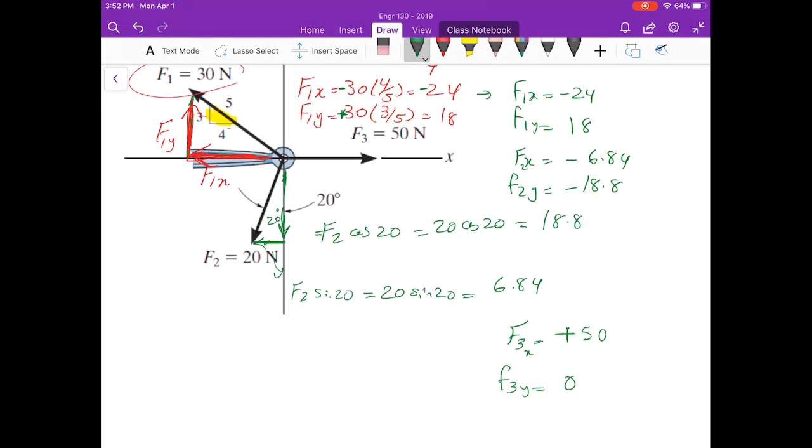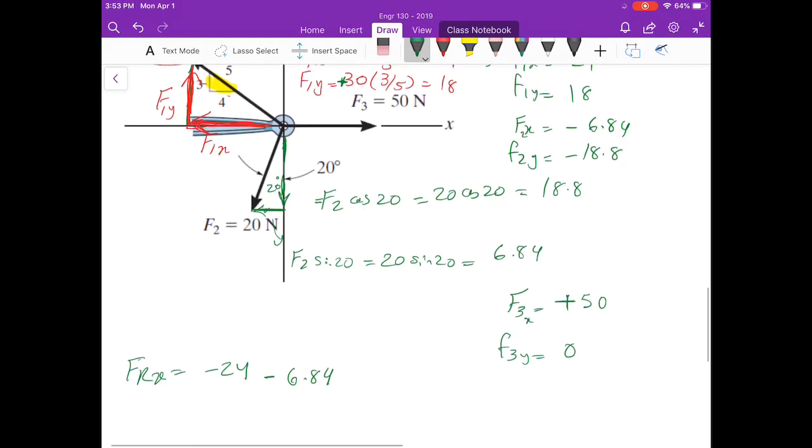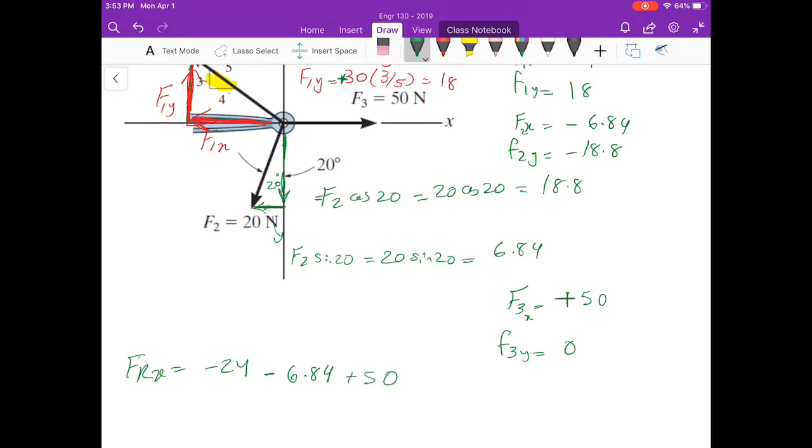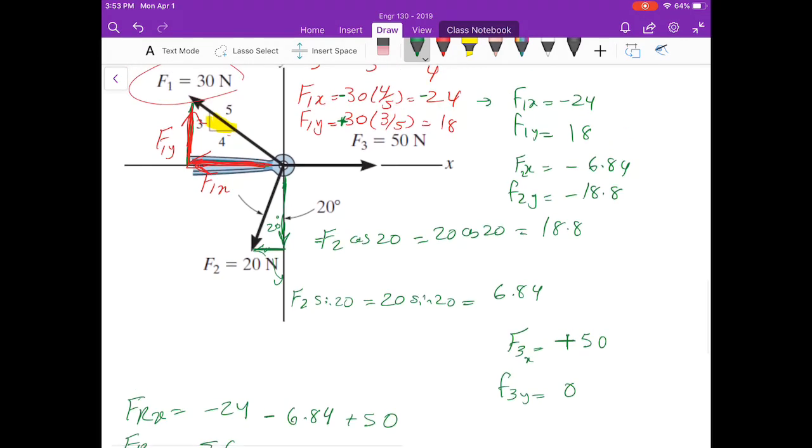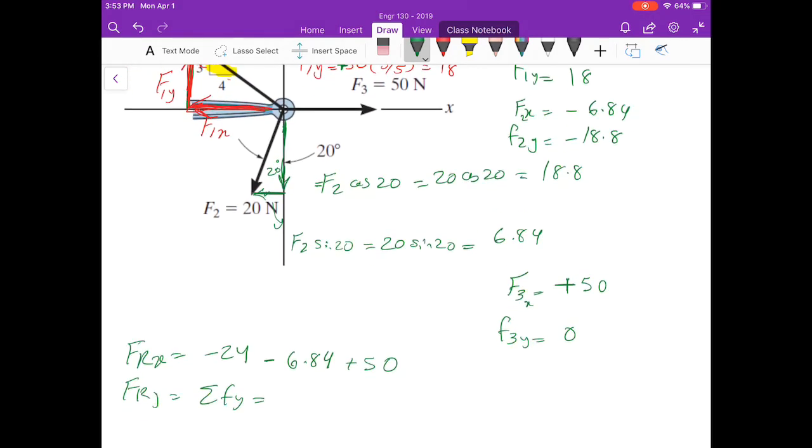In step 2, I'm going to add them together. So FRx is equal to F1x, F2x, and F3x, which would be minus 24, then F2x is minus 6.84, and lastly plus 50. FRy is going to be the sum of the y components. On the y, I have 18 for F1, I have minus 18.8 for the second one, and I have 0 for the third one. So if you add up this stuff, you get minus 0.8.